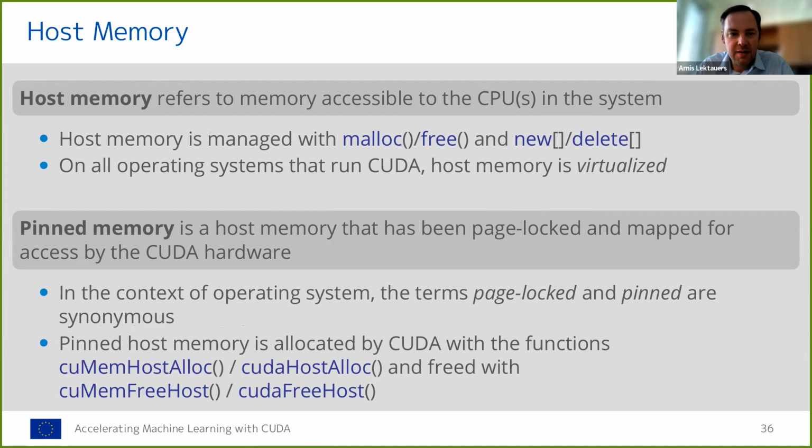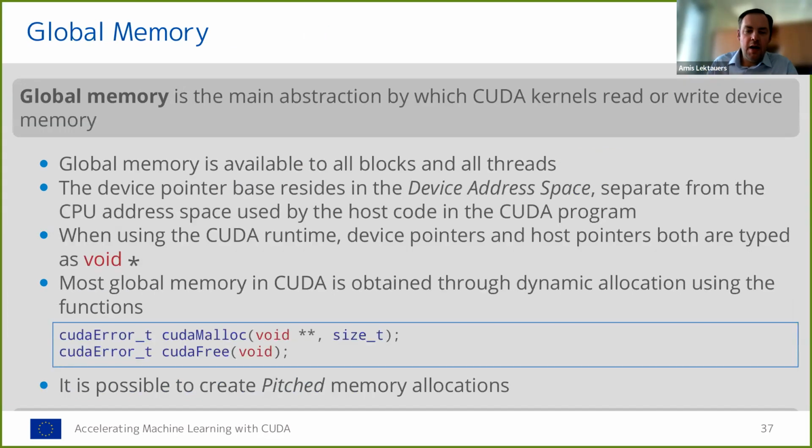I will not repeat everything related to the CPU side. Host memory is managed by using the C functions malloc or free, and new or delete. And the corresponding equivalent on the GPU side is global memory. It is the main abstraction by which CUDA kernels read or write device memory.